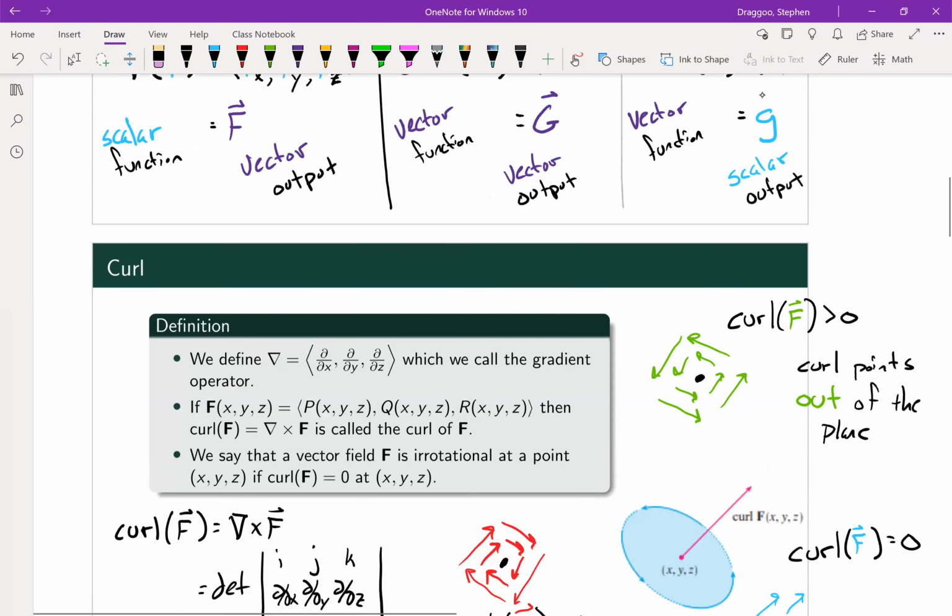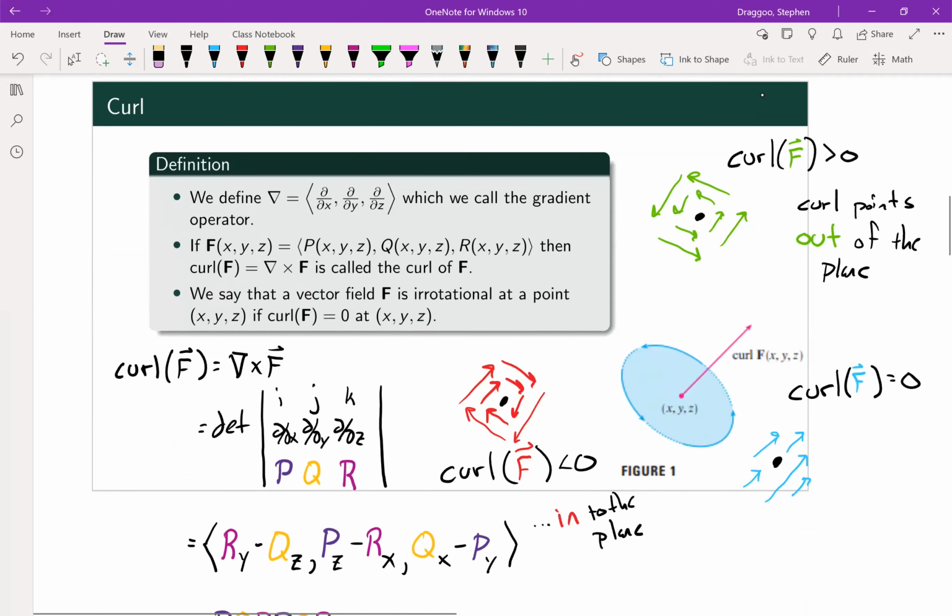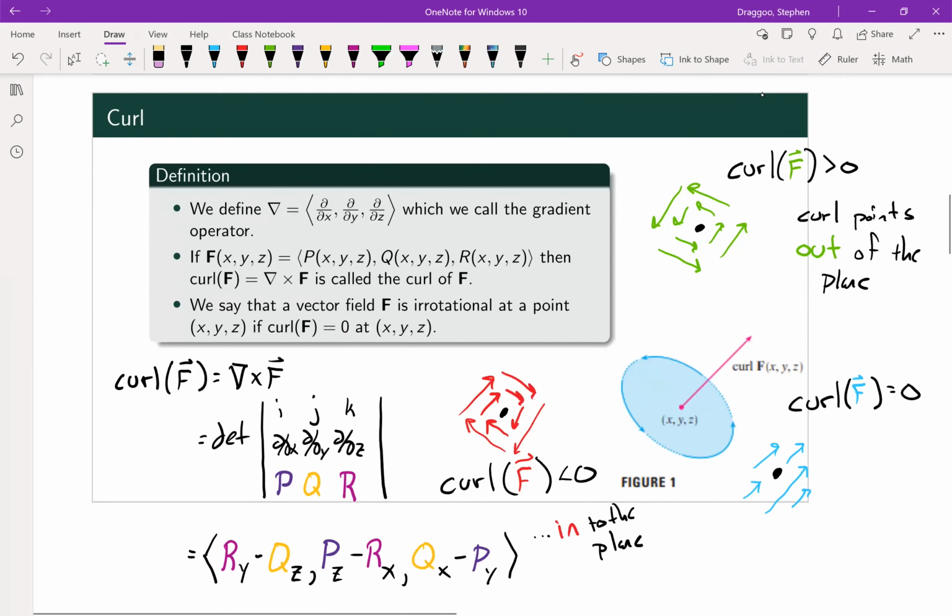So, starting off with defining what the curl is. Just as a reminder, we defined what the gradient operator was. It's the partial derivative in each of x, y, and z if we happen to be in 3 space. But the curl is going to be some kind of a measure of how a vector field curls around a point. So I've sketched out a few diagrams.